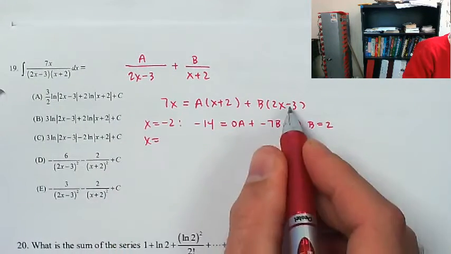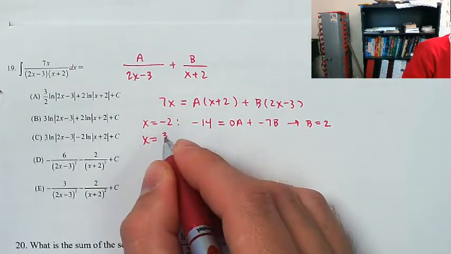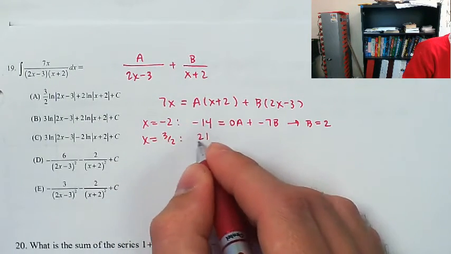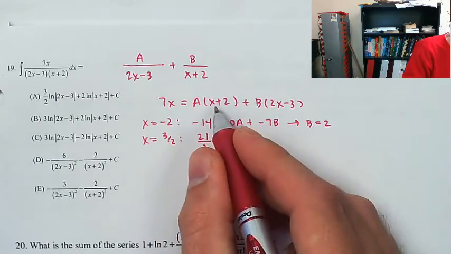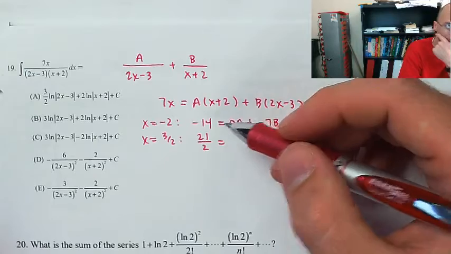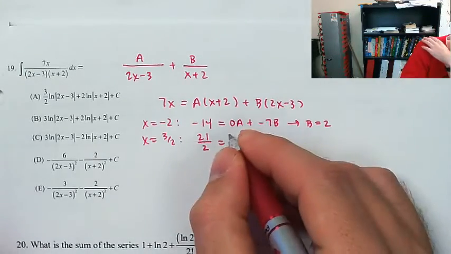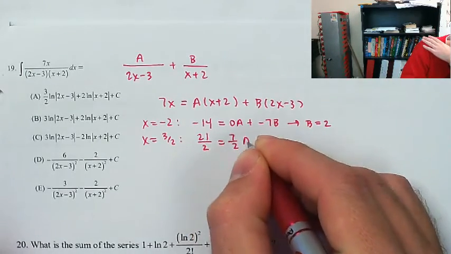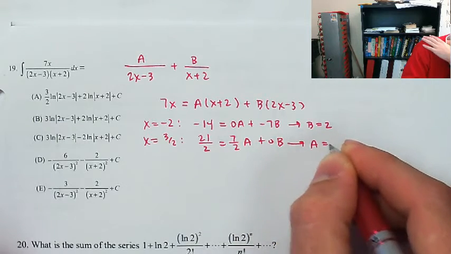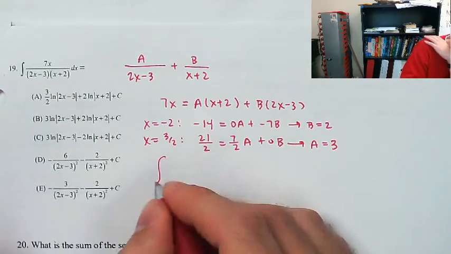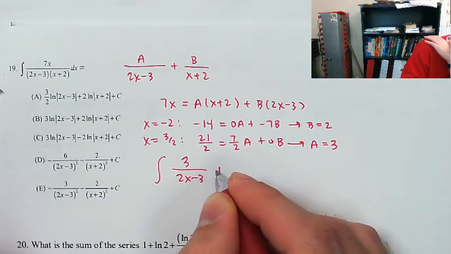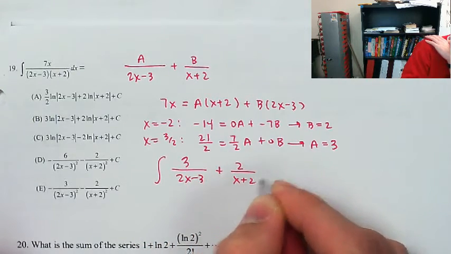Okay, and when x is equal to positive 3 divided by 2, I'll have 7x is 21 over 2 equaling 3 halves plus 2. That's not 5 halves. That's going to be 7 halves plus 0b. And that's going to tell me that a is equal to positive 3. So now I'm integrating 3 over 2x minus 3 plus 2 over x plus 2.